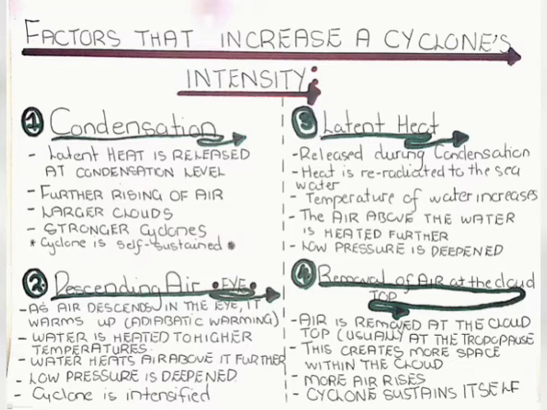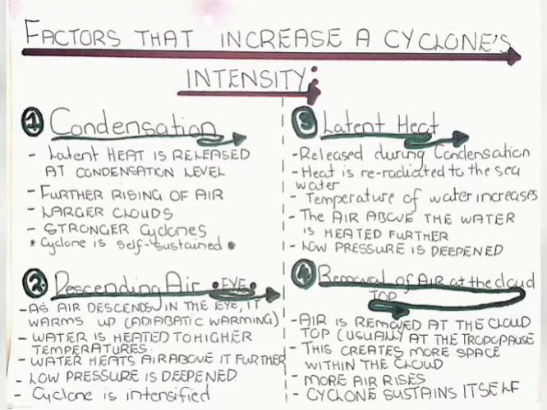Number two being the descending air in the eye. As air descends, it warms adiabatically, and this provides heat which warms up the water further. As the water becomes warmer, it also heats up the air above it, and this allows for more air to be rising, and this deepens the low pressure, which results in the intensification of cyclones.